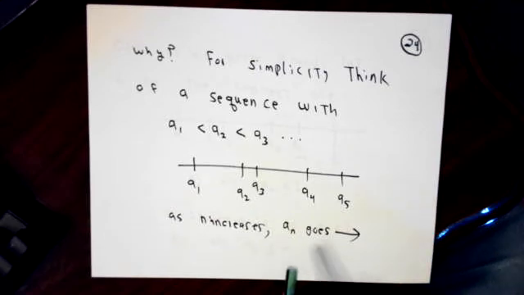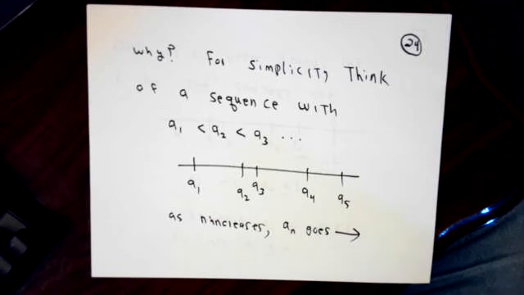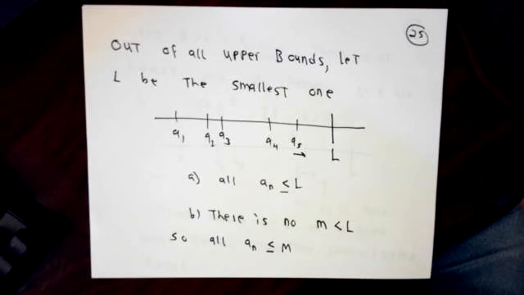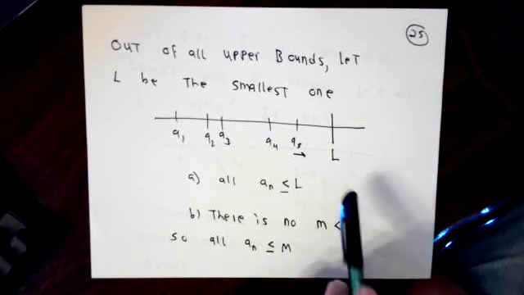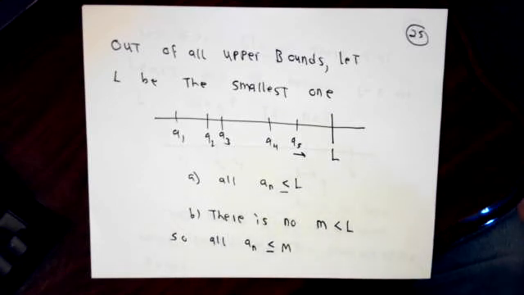As n increases, the A sub n numbers go off to the right on the number line. I'm looking at less than rather than less than or equal to, just to dodge some unimportant technical details that would distract us. Suppose also that the sequence is bounded, which means it has both a lower bound and an upper bound. Out of all possible upper bounds, find the one that's as small as possible. I'm going to call that smallest upper bound L. So all of the a sub n's are less than or equal to L.